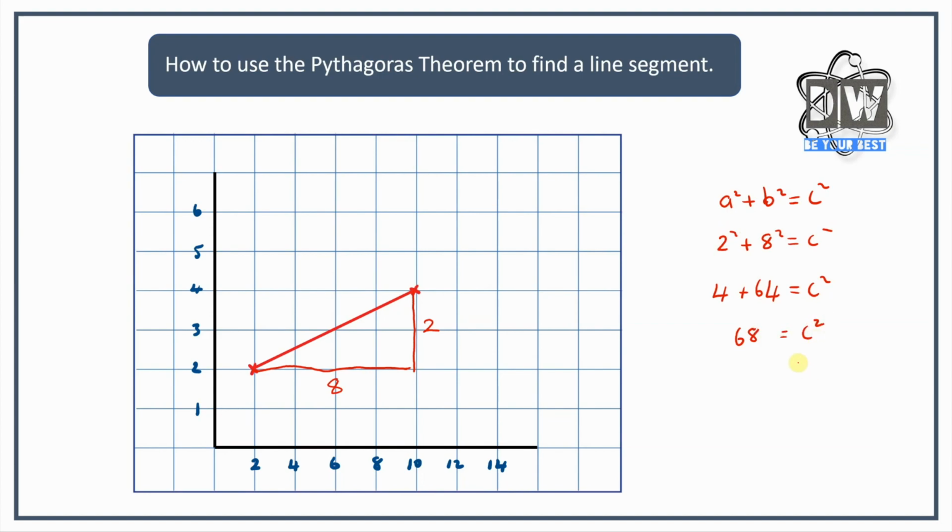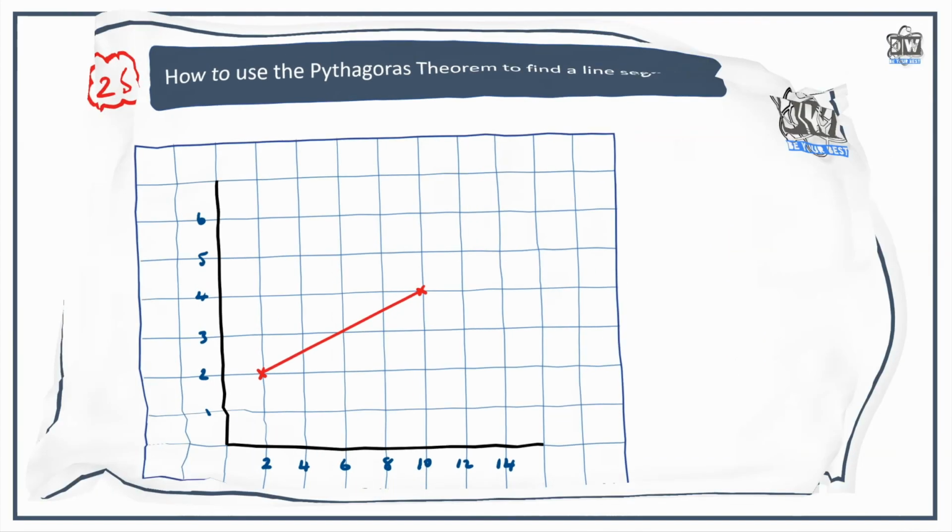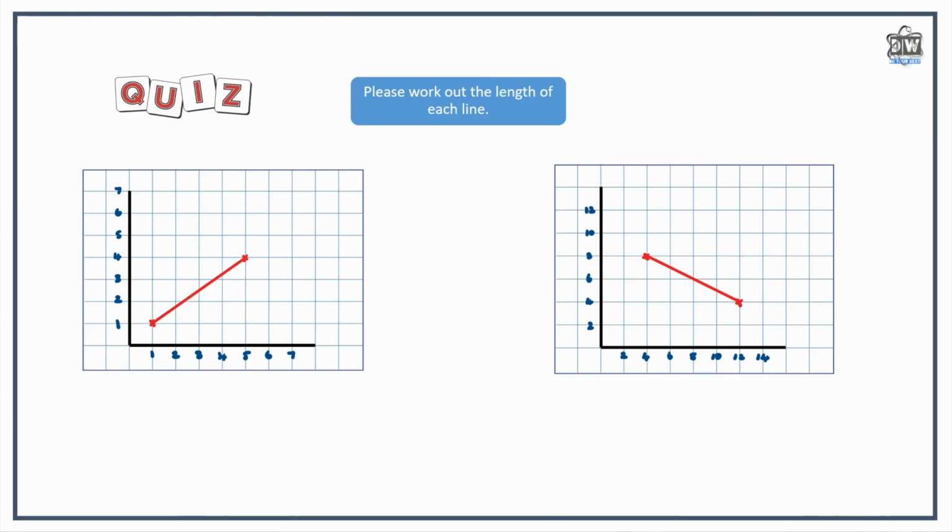Okay, what do we do? We square root. We square root, get out a calculator. Square root of 68 equals 8.25 because we're rounding to 2 decimal places. And we'll just see if we're correct. 8.25, absolutely. Okay, so now it's time for you to give the quiz a go.